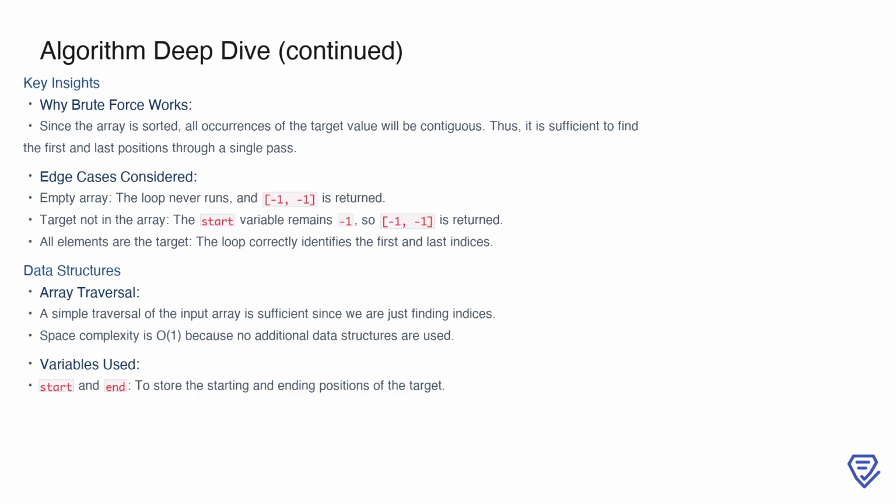In terms of data structures, the approach is simple. We use no additional structures, relying solely on the input array. The space complexity is O(1), as we only use two variables, start and end, to track the indices.